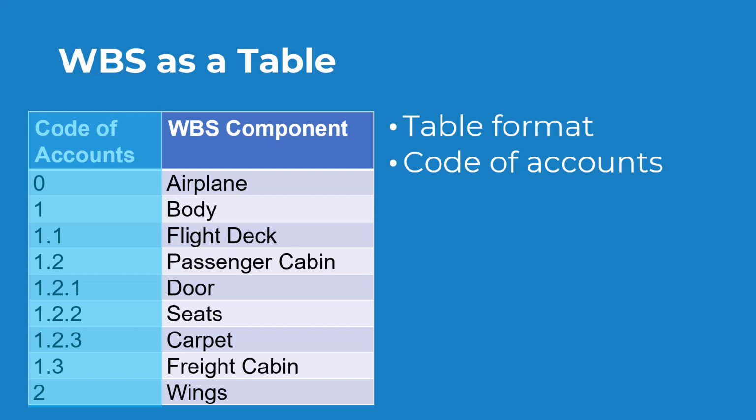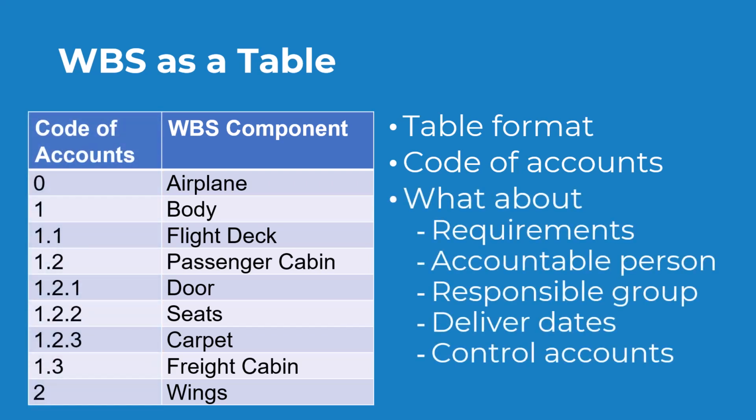0, for instance, would be at the top, 1 would be one level down, 1.1 would be the next level down, and so on. This number, by the way, should not be confused with account codes from bookkeeping. But what about all these details here? There are plenty of requirements that define color, shape, and size. How do we know who is accountable? Where do you define who the responsible group is? When do we need to deliver this?